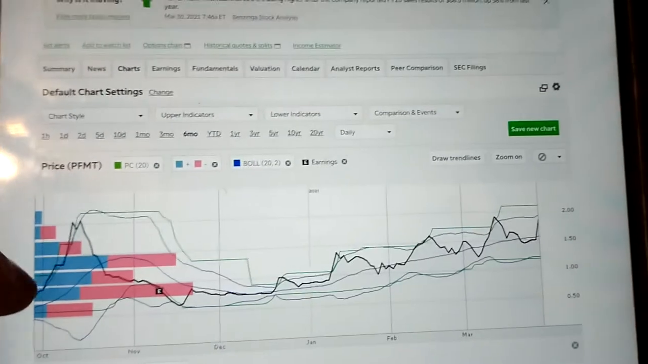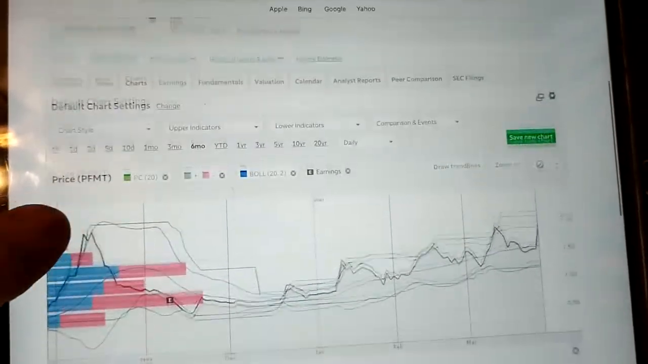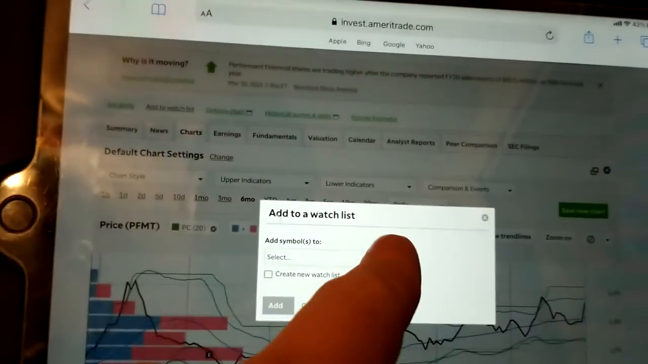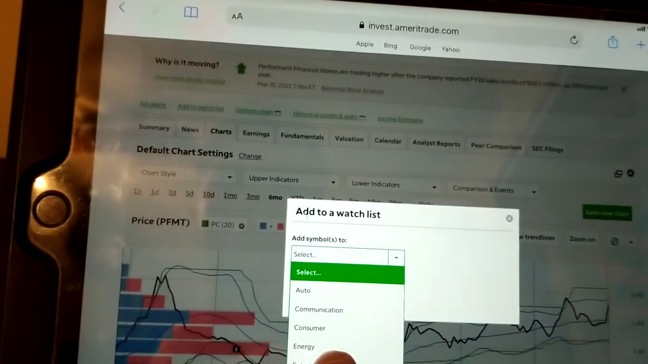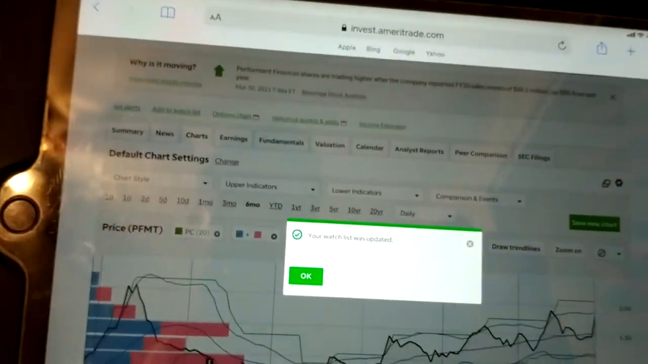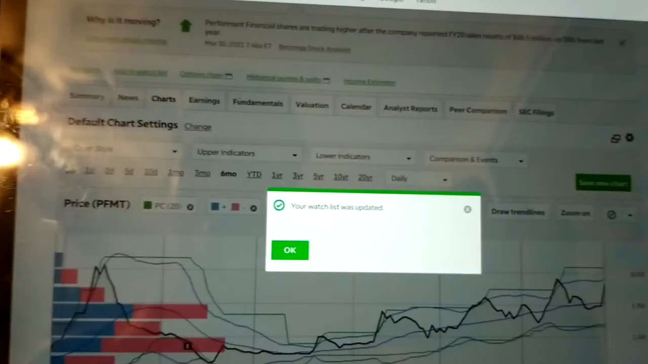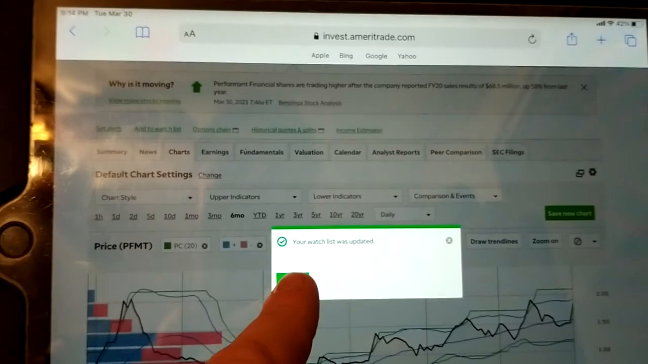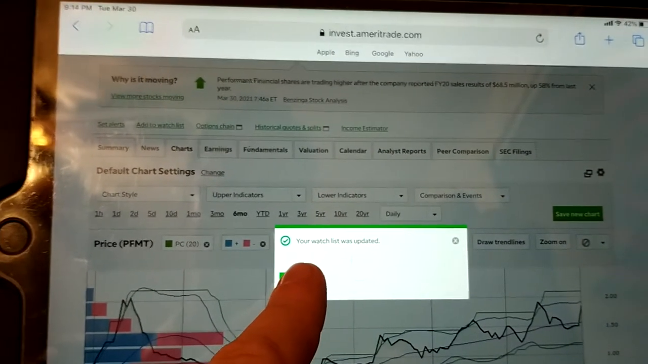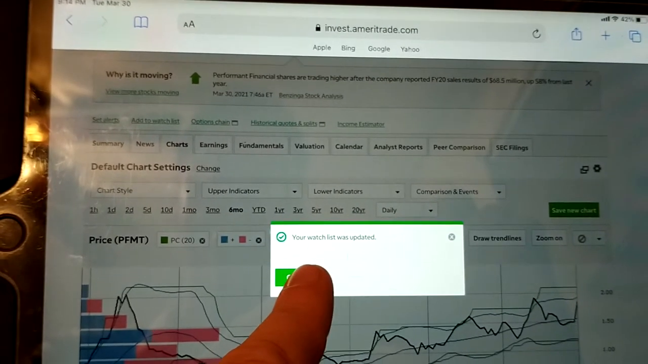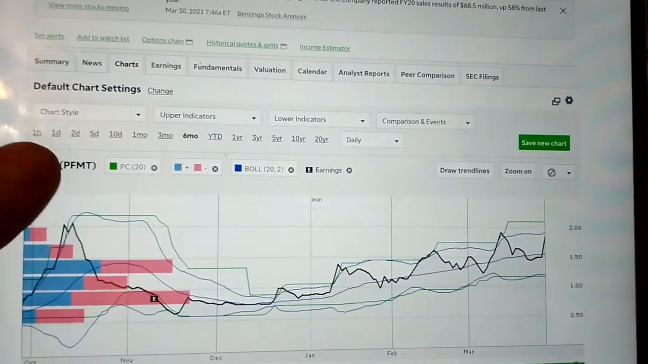I'm telling you what I'm going to do, folks. I am going to add it to my watch list, put it into my financial watch list, for another potential. Obviously, it's going up right now. I would like to buy it on a great dip, but it is in the financial sector, which is a top performing sector right now. So financials is not a bad one to be in for sure. So that has been added to my watch list.